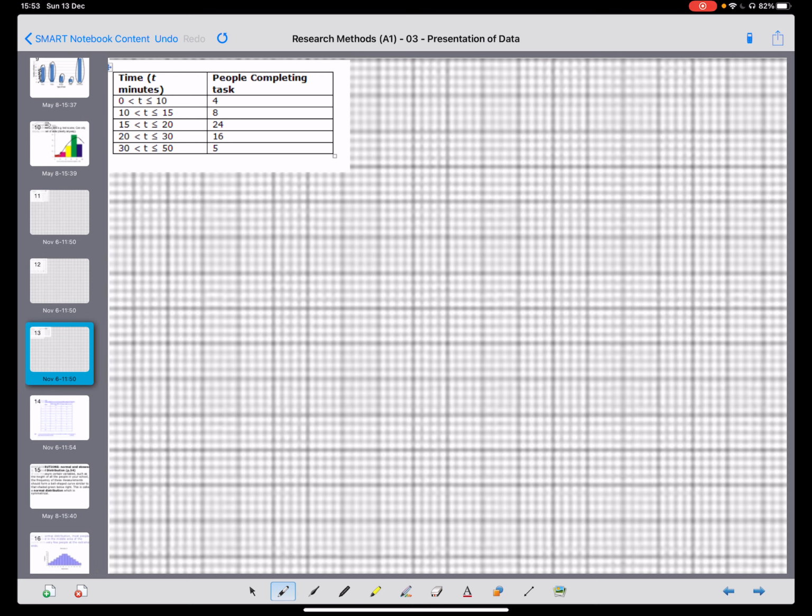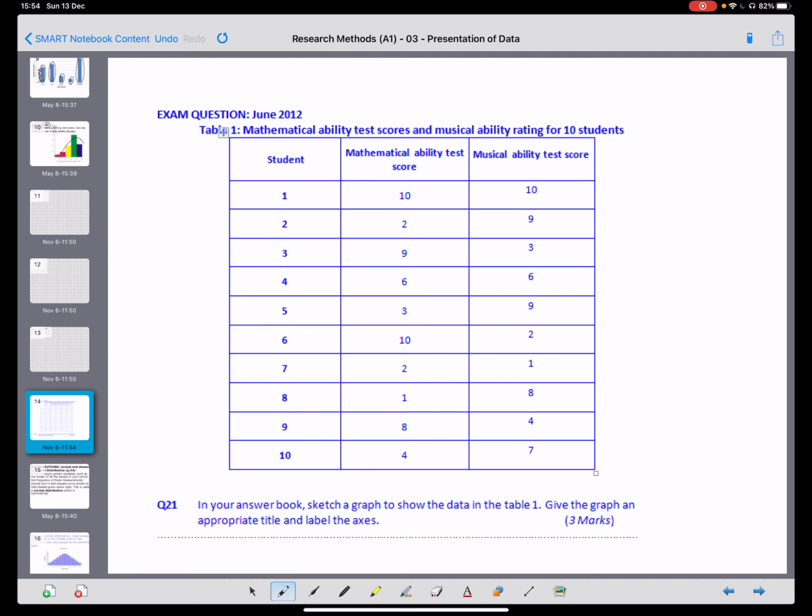If you feel that these examples are not challenging enough, let's look at an actual exam question from June 2012. This one's quite nice. We're looking at mathematical ability and musical ability, and we see that they're trying to find a relationship between the two. It says, in your answer book, sketch a graph to show the data in the table. It's only worth 3 marks, so it must be quite a simple answer, because one, we have to decide that it's a scatter plot, and two, we have to draw it.